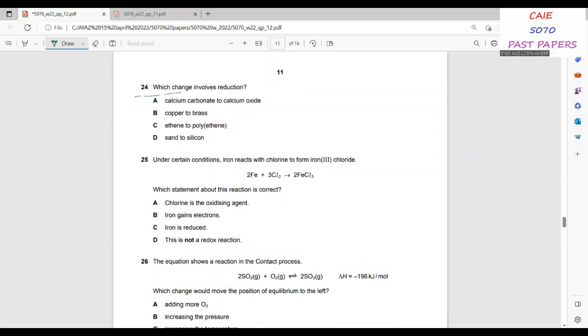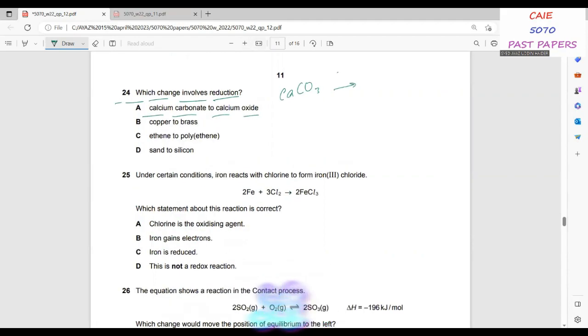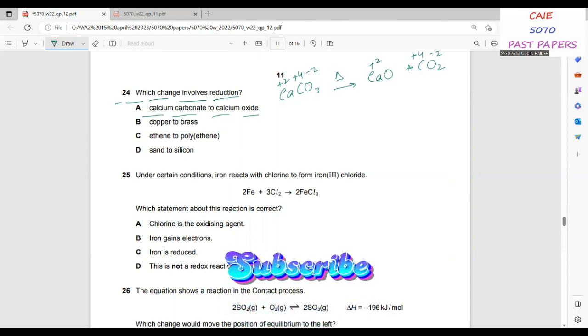24. Which change involves reduction? A, calcium carbonate to calcium oxide. So this is CaCO3. If you heat this, you will get calcium oxide and carbon dioxide. Now I am writing the charges on each element. Calcium is +2 on both sides. Carbon will be +4 on both sides. What about oxygen? -2 on both sides. So it does not involve any kind of reduction.